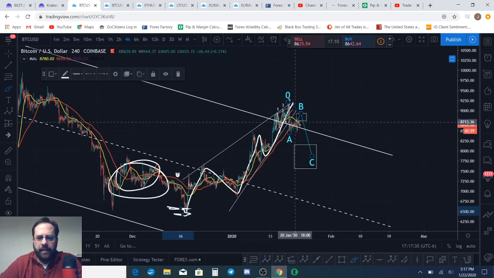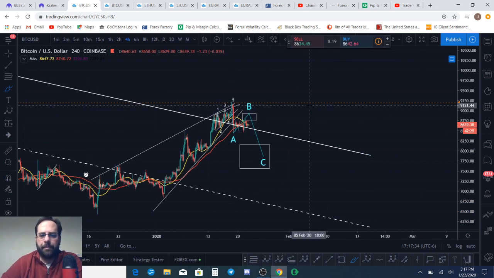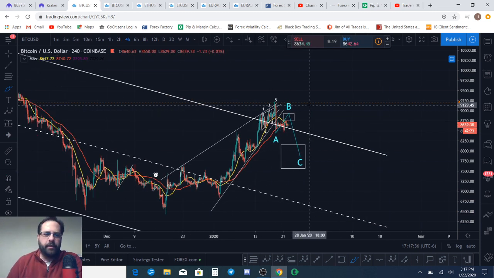So if it's a leading diagonal or an ending diagonal, it does make a difference as to what we expect to happen. Somebody was asking me yesterday, so it just looks like you're just guessing, Jim. And that's just not the case. If you're looking at me and what I'm doing here on the channel thinking I'm guessing, then you're missing what I'm doing, to be honest with you.